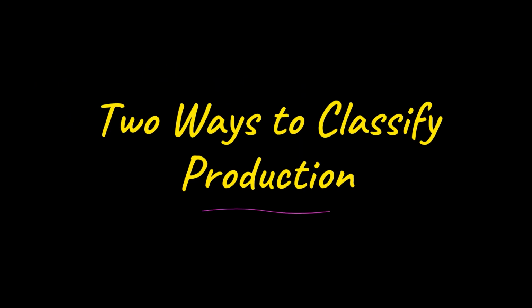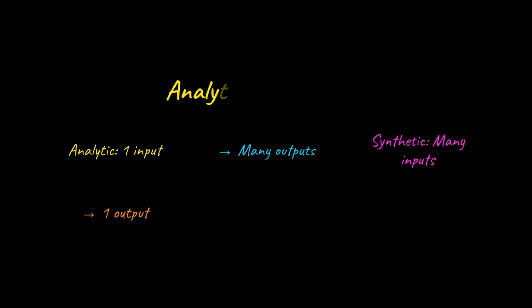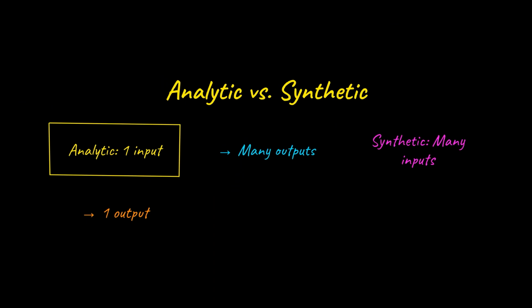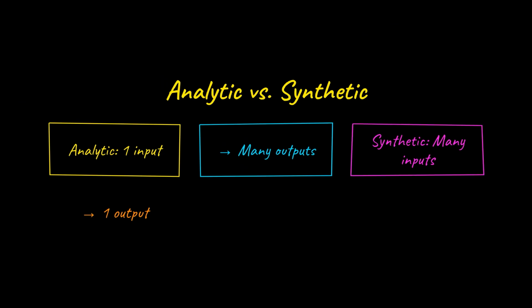Every production process can be described by two independent classifications. The first asks about the direction of transformation, how inputs become outputs. The second asks about timing, whether the line ever stops. Keeping these two questions separate is the key to answering exam problems correctly. An analytic process breaks one input into many outputs. Think of an oil refinery splitting crude oil into gasoline, diesel, and jet fuel. A synthetic process combines many inputs into one output, like an automaker assembling thousands of parts into a single car.